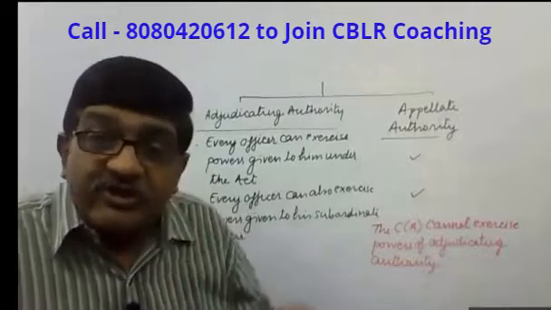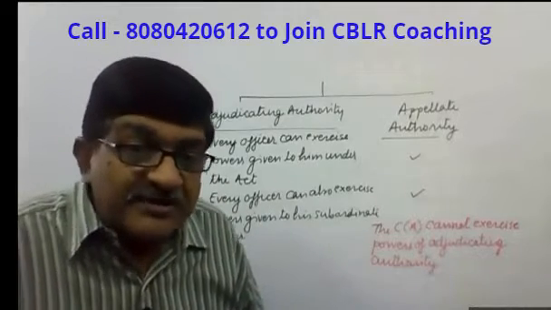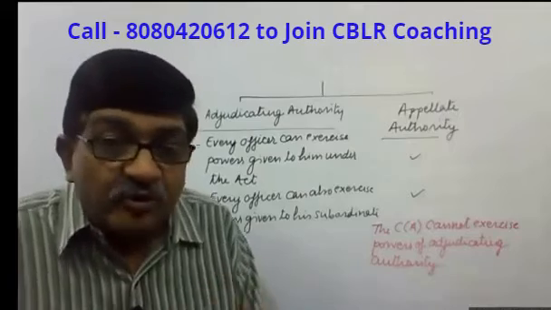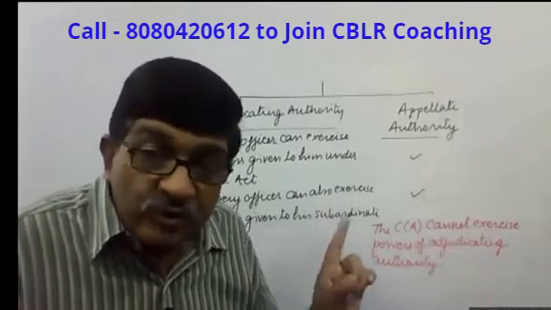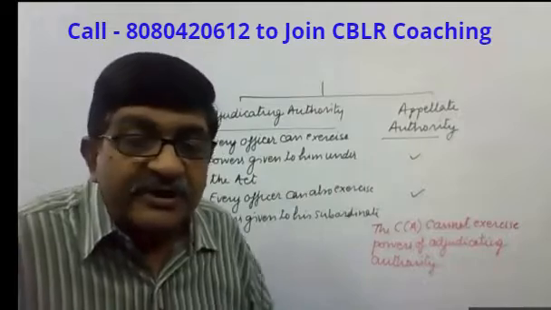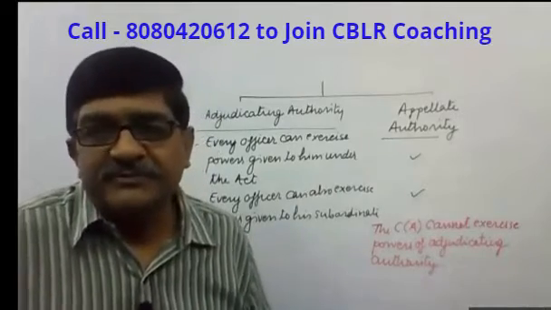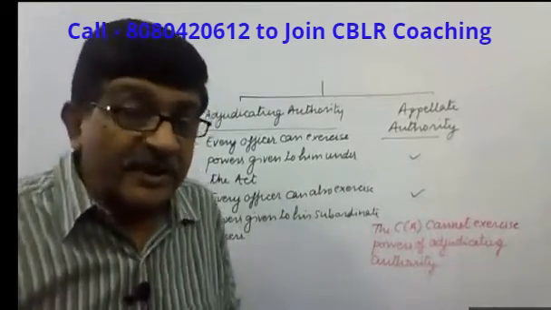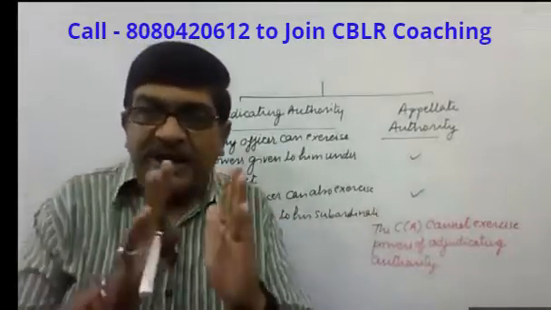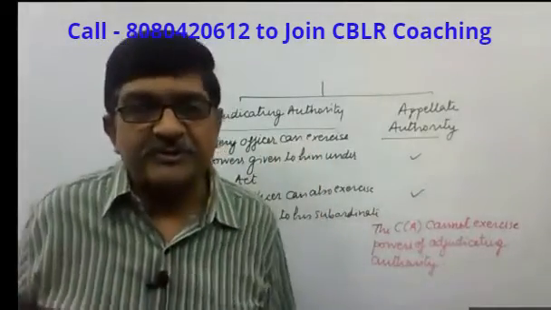Once the adjudication order is passed, once the officer has passed an order against somebody that you have failed to comply with the provisions of the Act, and that's why you should be punished, then he can go and file an appeal. Unless there is an order, there is no role for the appellate authority. And once the appellate authority is there, then adjudicating authority has no role. So both are absolutely separate from each other.